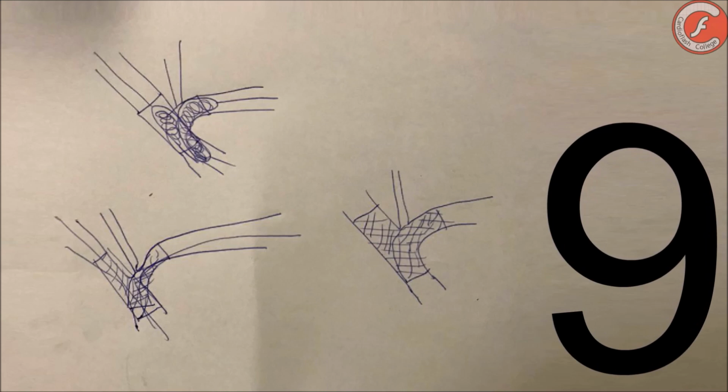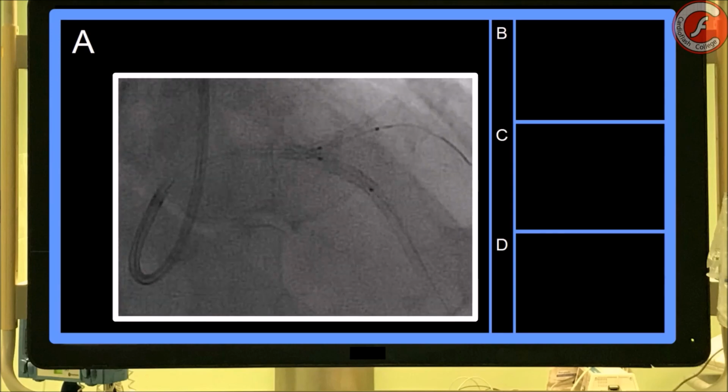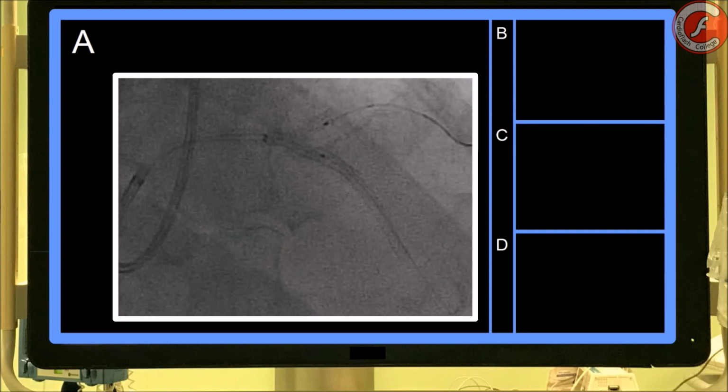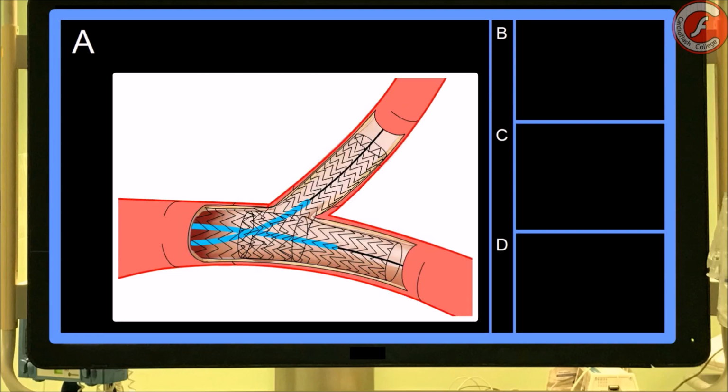Step 9. A simultaneous post-dilation of both stents is made with the kissing balloon technique. For that, we usually use two non-compliant balloons the way we showed. First, dilation of the balloon located in the side branch. Second, dilation of the balloon located in the main branch. And third, simultaneous deflation of both balloons with the intention of avoiding neocarina displacements.